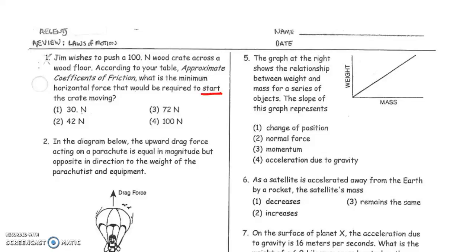And so to start the crate moving, you know that you need to use the static coefficient of friction. So if you look up the static coefficient of friction of wood on wood, you get 0.42, and then this is the force of gravity, which is equal to the normal force since it's not accelerating upward, it's not on a ramp, nor does it have an additional upward or downward force. So multiply the two together, 0.42 times 100, you get 42 newtons of force.